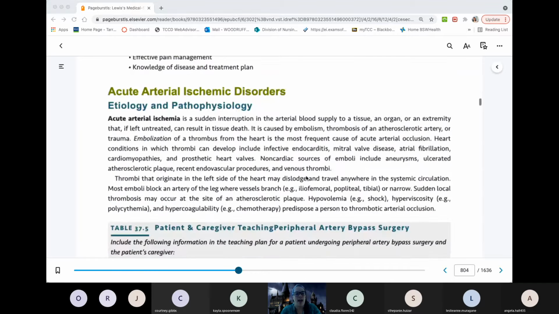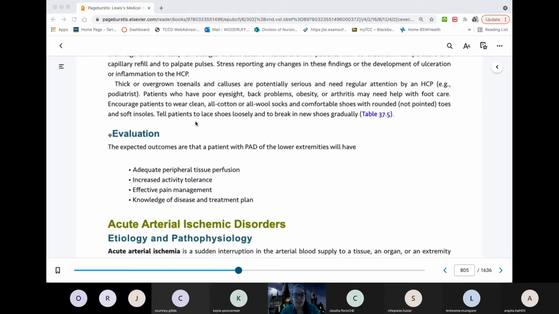And then there is an outcomes or evaluation section, which really is looking at my outcomes. If I implement all these interventions, what am I hoping to achieve? If I meet those goals, what is the patient going to show? I'm going to be able to tell that they have better perfusion. They're going to be able to tolerate activity better. Their pain's going to be improved. So kind of breaking it down like that.